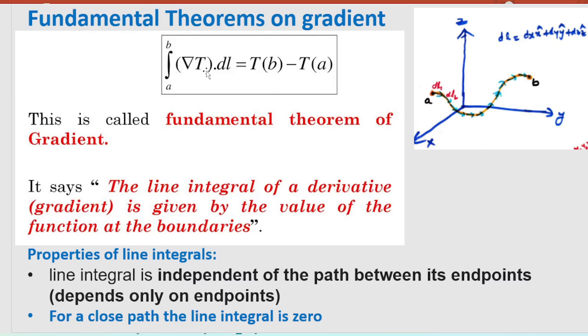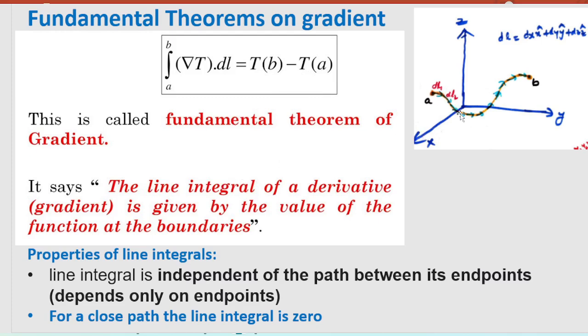the gradient, then it becomes the fundamental theorem of gradients. And the statement is the line integral of a derivative, here it is del T, the gradient, is given by the value of the function at the boundaries. At the boundaries means at the endpoints b and a, and if the function was T, it will be T(b) minus T(a). So this is the fundamental theorem of gradients.